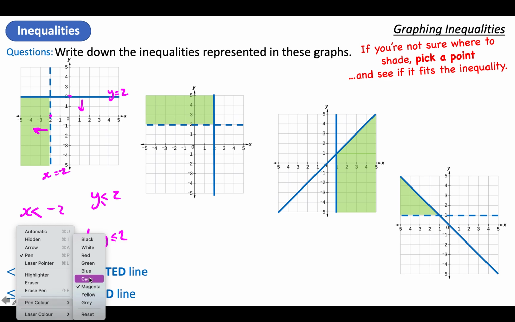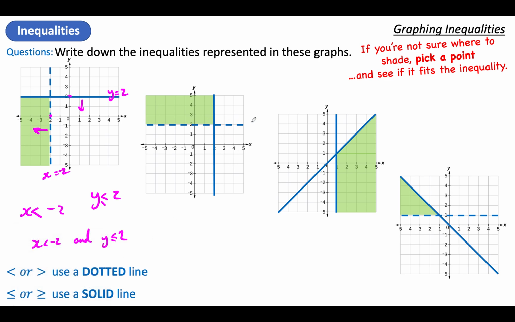I've had enough of magenta. Right, again, these two lines here. That's not x equals, is it? It goes through the y-axis, so y equals 2, and x equals 2, goes through the x-axis at 2. What are my two inequalities then? X and 2, well, everything is to the left of that line, so x is less than 2, but it's equals as well because it's a solid line.